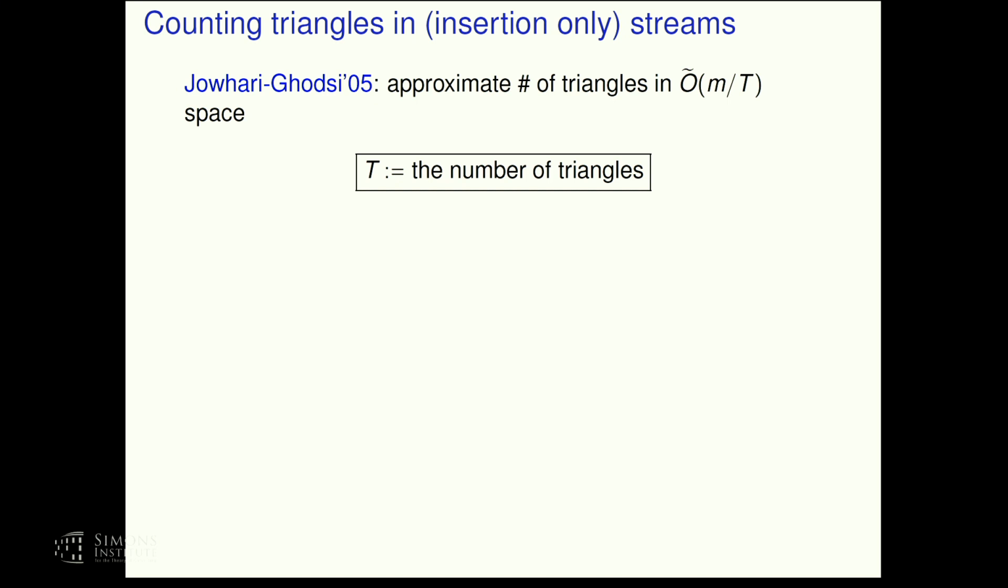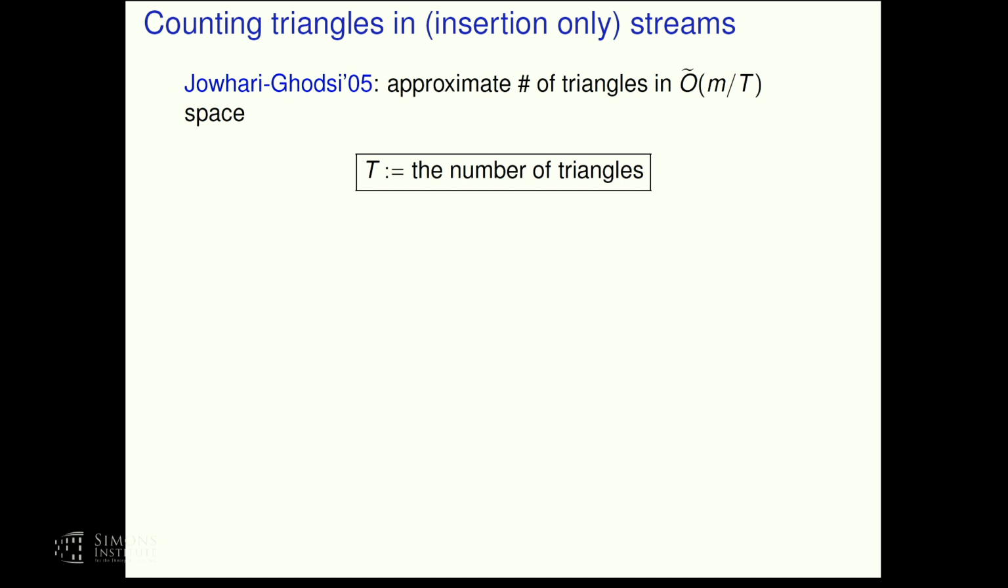Now, note that pretty much all of the triangle counting results have a space complexity of the form some function of the graph, let's say the number of edges, divided by some increasing function of the number of triangles in the graph. Now this is natural because one can show that if the number of triangles in the graph is small, sort of on the order of a constant, then a linear space is needed to approximate triangle count.